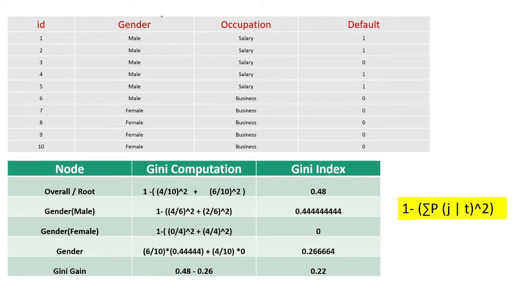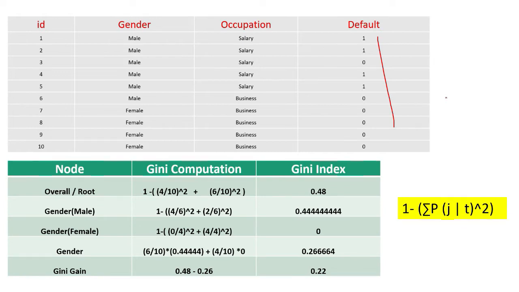And here I have two categories in gender and two categories in occupation, so you can see that I have 6 males and 4 females. Similarly, I have 5 occupation as salary and 5 as business. If you look at this particular default column, then you can see that I have basically 4 defaults and 6 non-defaults. All right, so now let us say that you want to find out how we calculate a Gini gain or Gini index, and we want to know how this data will split if we use a decision tree algorithm. Then we will discuss the same thing here, and you are at the right place.